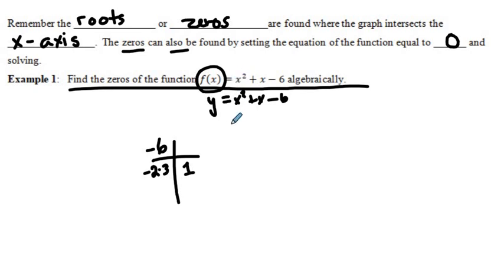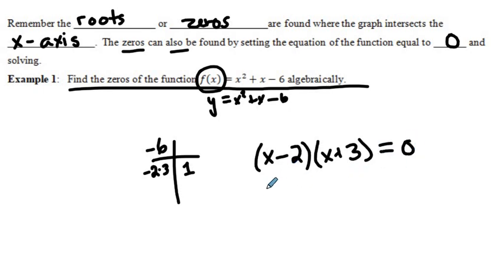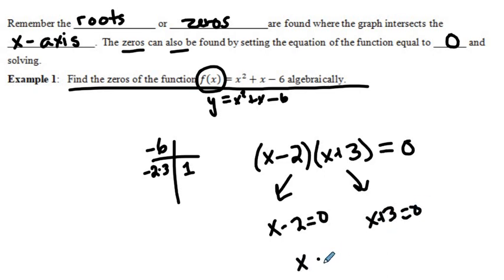So since my a value is 1, we can do our 1am method. And let's go ahead and write these as 2 binomials, x minus 2 times x plus 3. And to solve this for 0, we're going to set it equal to 0. And then we're going to go ahead and split it up into 2 separate equations. x minus 2 equals 0, and x plus 3 equals 0. Solve for each one, we'll end up with a solution set of 2 and negative 3.